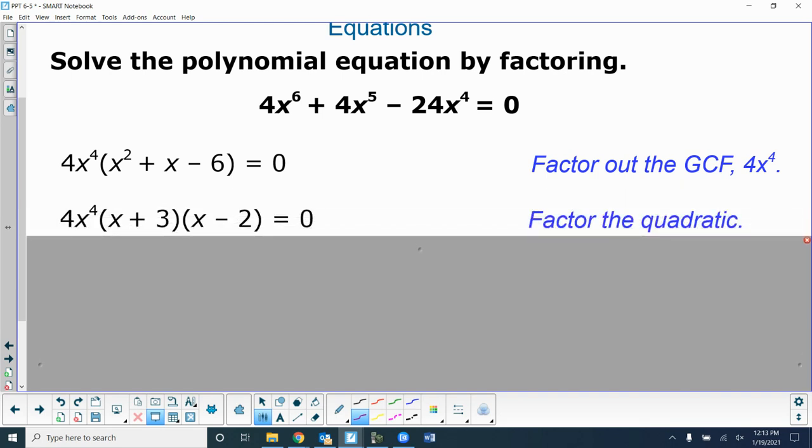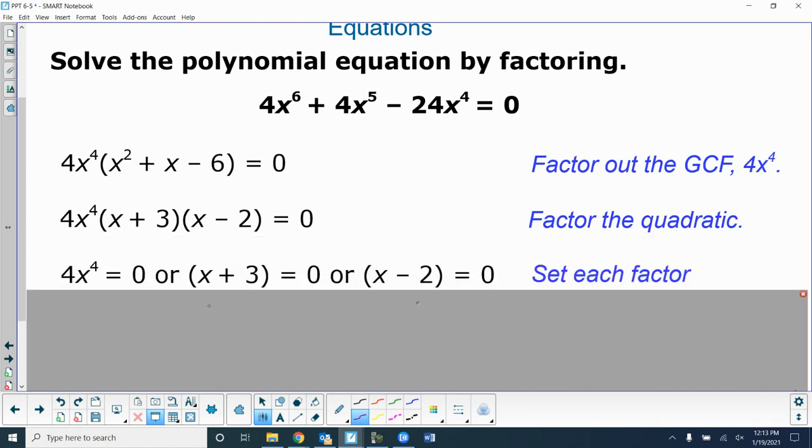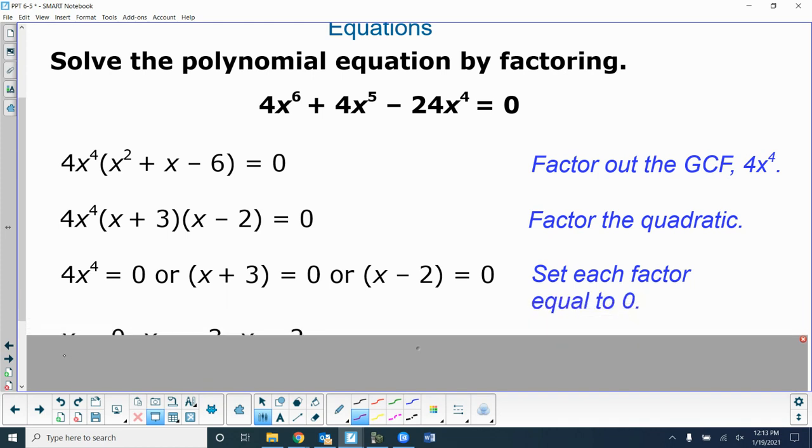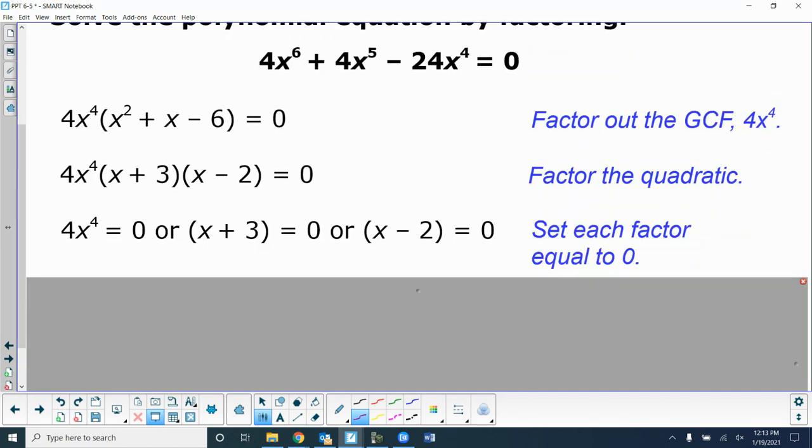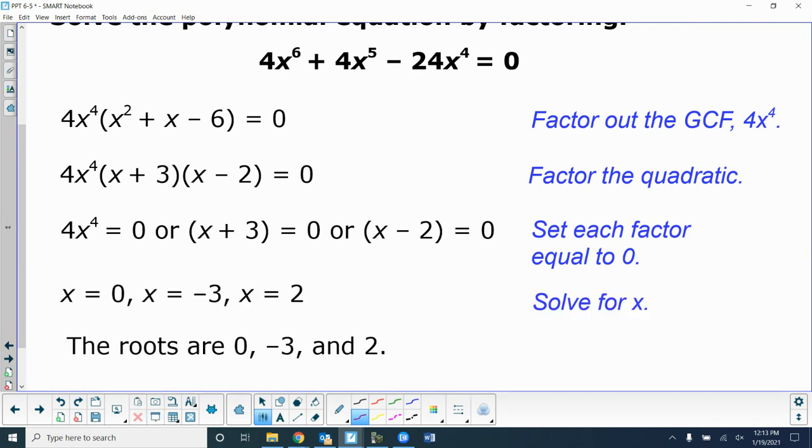Okay? So what do I do with each factor now? Find what makes it equal to 0. So when I have x minus 2 equals 0, what's the root or the zero? +2. When x plus 3 equals 0, what's the root or zero? -3. What about this one? Yeah, it's just 0. Okay? I'll just get rid of that.